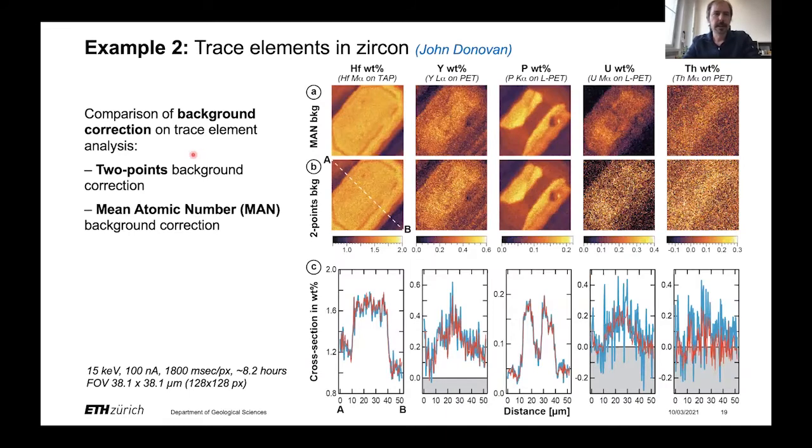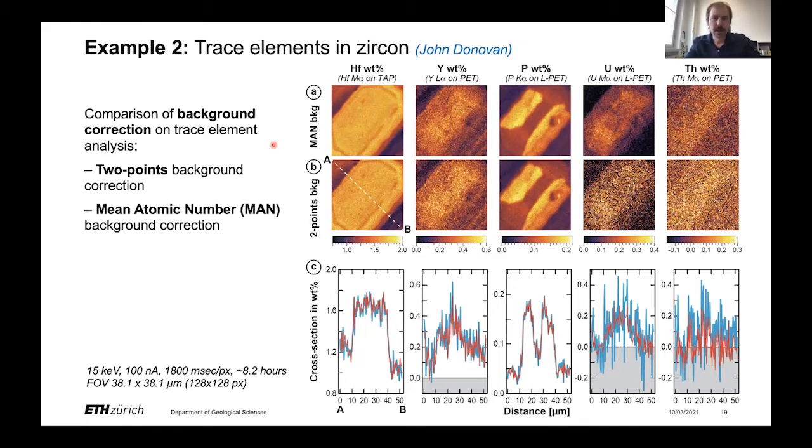The trace elements, we rarely do trace element mapping by electron microprobe at the map scale because it usually takes forever. Whereas these first maps on the feldspar lasted 3 hours, these other maps for trace elements in zircons lasted 8.2 hours, which is quite a long time. So you may not want to do that a lot of times, but sometimes it's necessary.